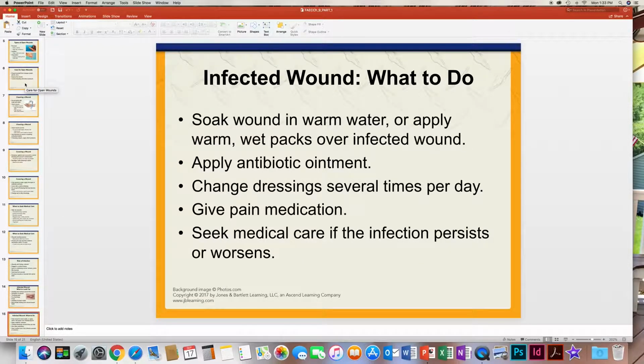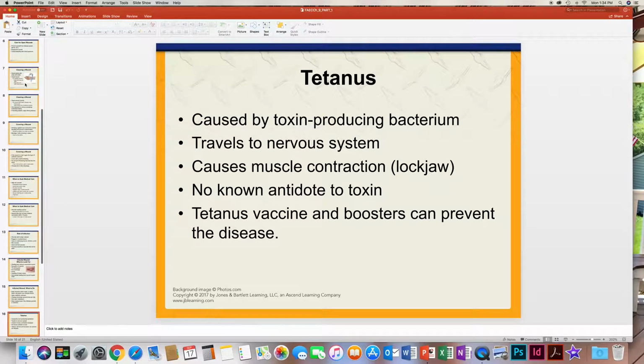What do you do if a wound is infected? You soak it in warm water, apply wet packs over the infected wound, add antibiotic ointment, change the dressing several times a day, take pain medication, and seek medical care if the infection persists or worsens.